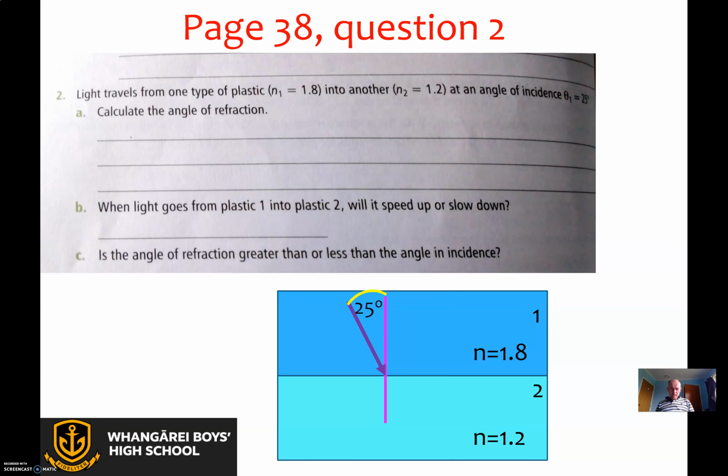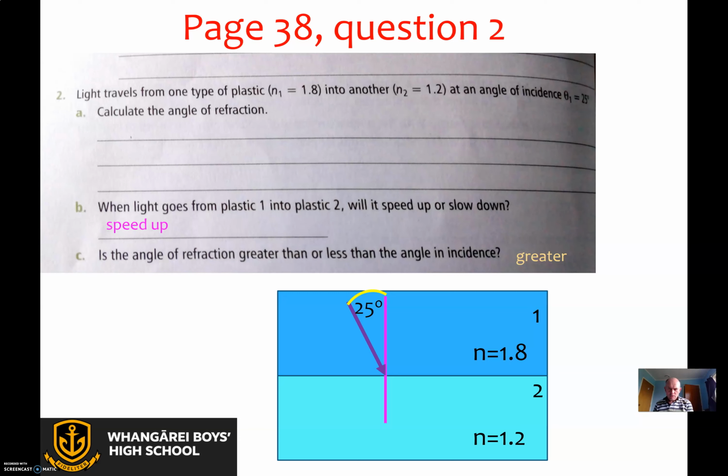Cool. Now we come to the tricky little thing. The refractive index tells you how much light slows down. And here it slows down 1.8 times from the speed of light. Here it only slows down 1.2. So when it goes from here into here, it will slow down less. So therefore we're going to have the word speed up in there. And then when it speeds up, the beam will kick around away from the normal, so the angle will be greater. So speed up, greater.